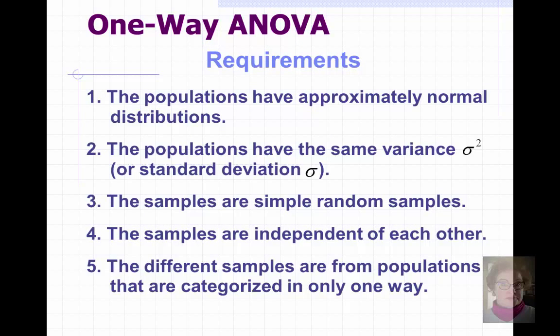Here's what has to happen. All of our populations have to be approximately normal. The populations need to have the same variance, and if they have the same variance, they have the same standard deviation. Again, it's very, very important that all of our samples are simple random samples, and our samples are independent. They're not matched in any way, and that they are characterized in only one way.